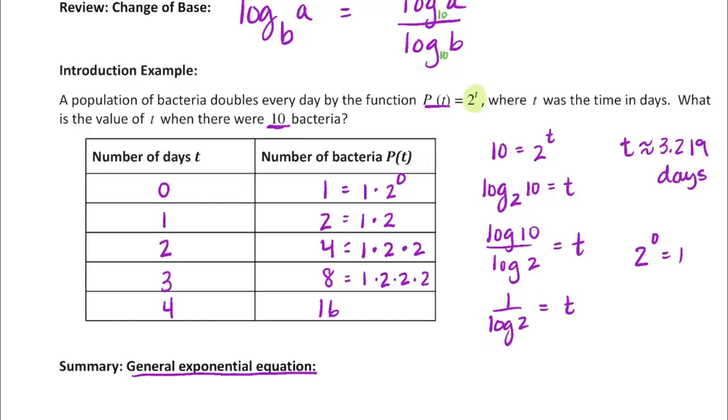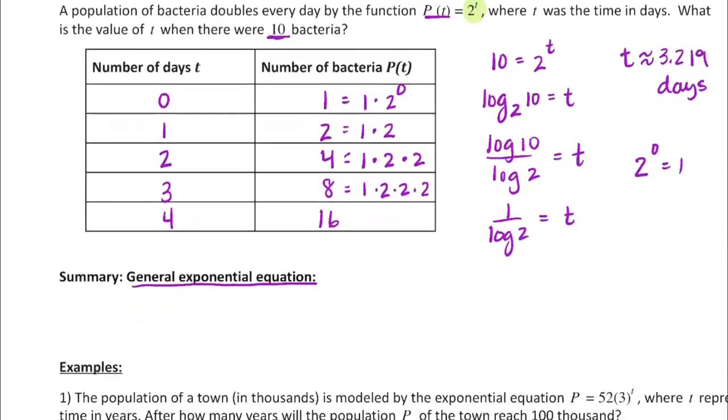Now the number 1 there, where did that come from? It wasn't explicit in the problem, but basically we were starting with a population of 1, and then it was doubling every day. So we have an initial amount, and then we have some rate of growth. And that is what we need to know for our general exponential equations.